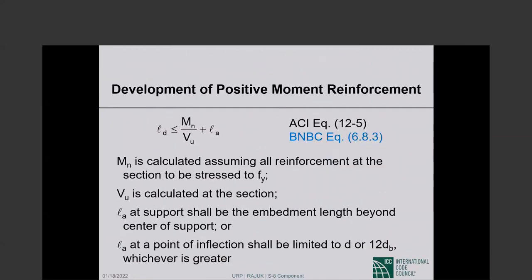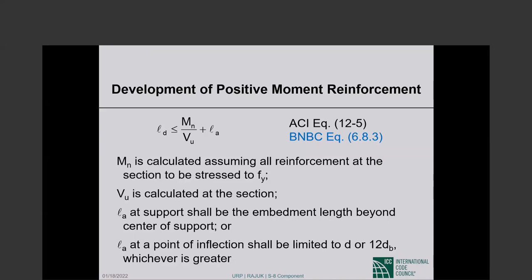So everything is at that location, and I have pictures. So M sub N divided by V sub U, M sub N is the nominal flexural strength. And it says here, assuming all reinforcement at the section is stressed to F sub Y, all the reinforcement is yielding, divided by V sub U, which is simply the calculated required shear strength at the section, plus L sub A at support. So we are at a support or at an inflection point.